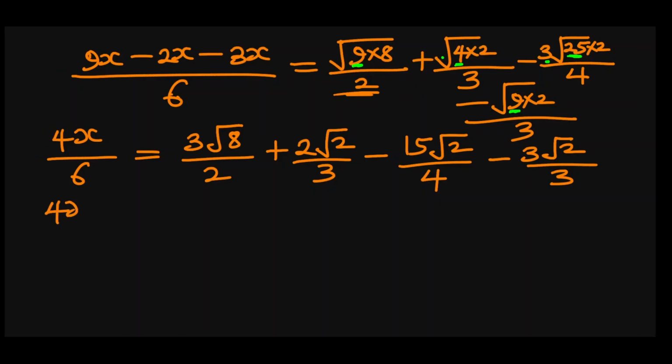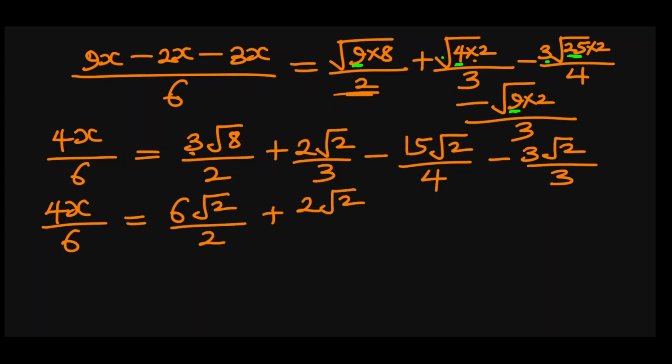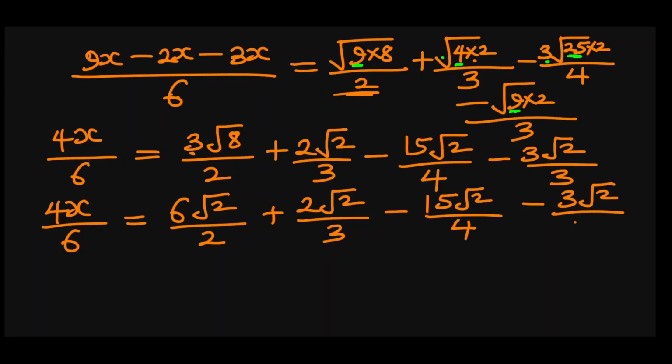This now becomes 4x over 6 is equal to 3 root 8. We know that root 8 is the same thing as root 4 times 2 because we did it here, and that gives us 2 root 2. So the 2 comes out and multiplies this 3 to give us 6. So this is 6 root 2 over 2 plus 2 root 2 over 3 minus 15 root 2 over 4 minus 3 root 2 over 3.